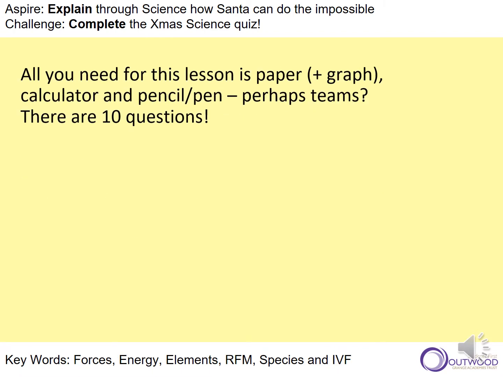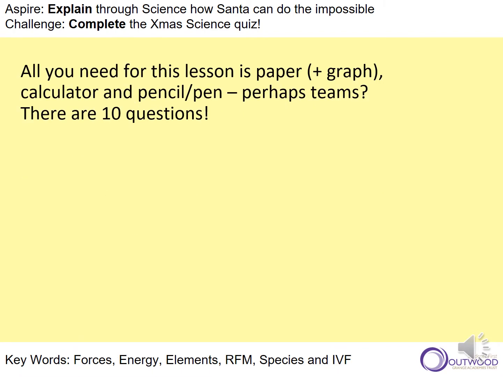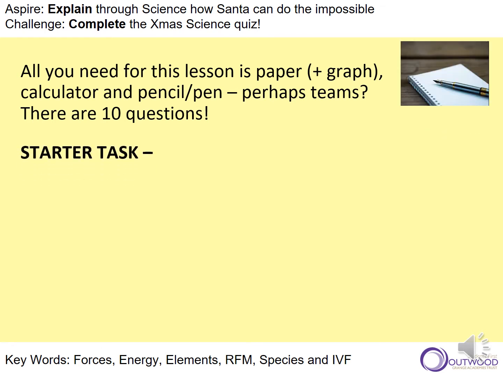So, what do we need? You will need some paper, and you'll need some graph paper actually. You'll need a calculator, and you'll need a pencil and pen. If it allows, you can work in teams. I imagine because of social distancing, just i.e. with the person next to you, so you can work in pairs. There are only 10 questions, although some of them will require quite a bit of working out. So you can have teams, or you can do it by yourselves.